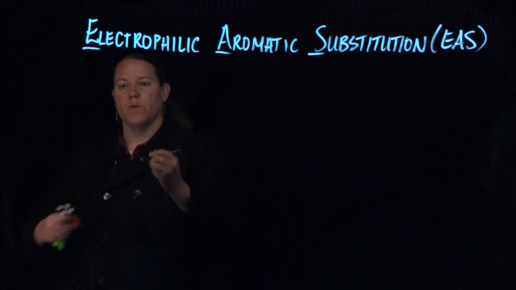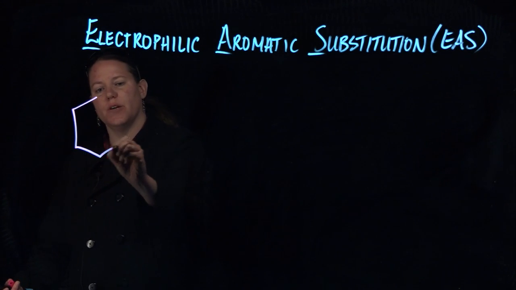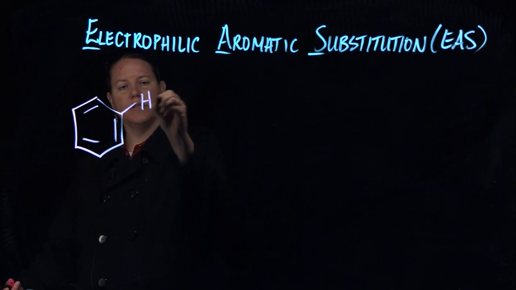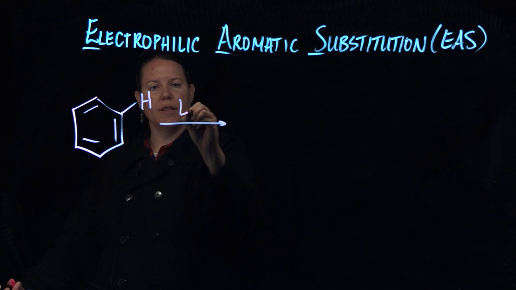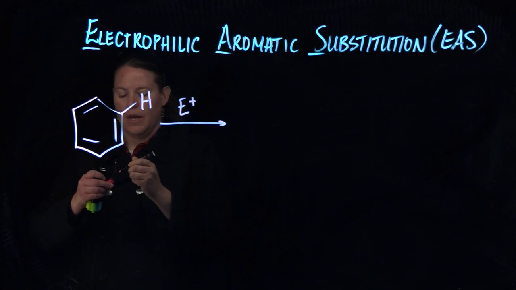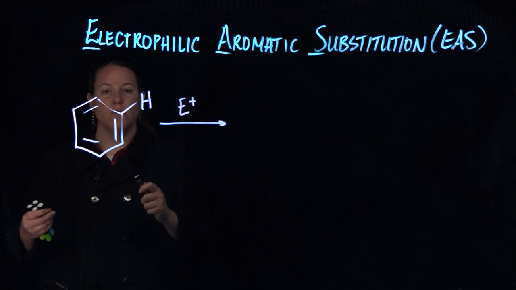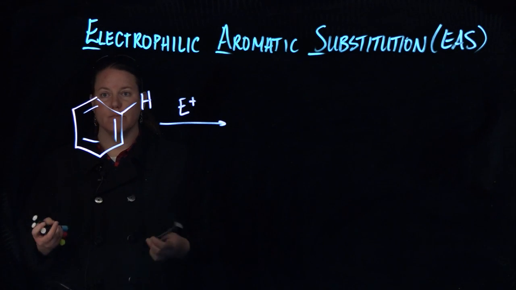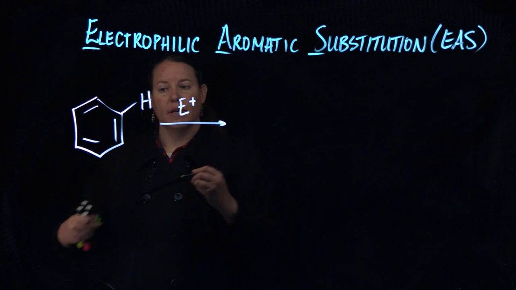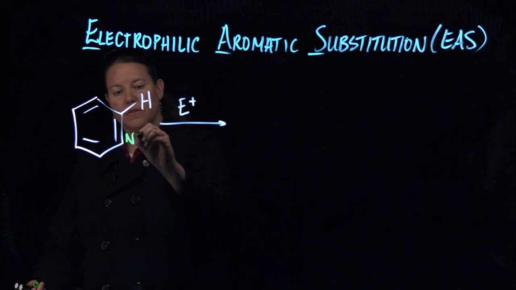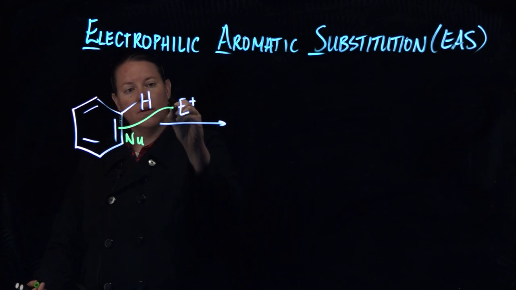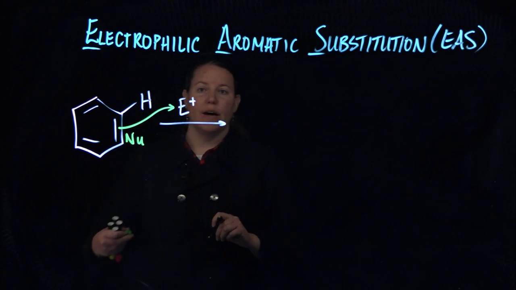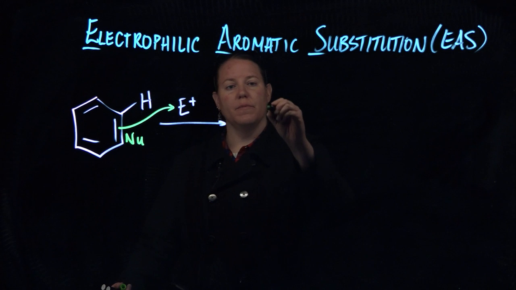So, in other words, here's the general mechanism that we're going to be looking at. Here's H, and here's my electrophile, right? And as we well know, the pi bonds in the lovely benzene ring can act as nucleophiles, and they do. So they're going to form a new bond with that electrophile.